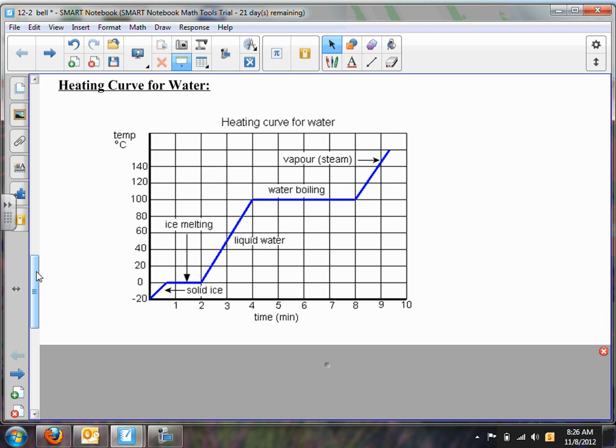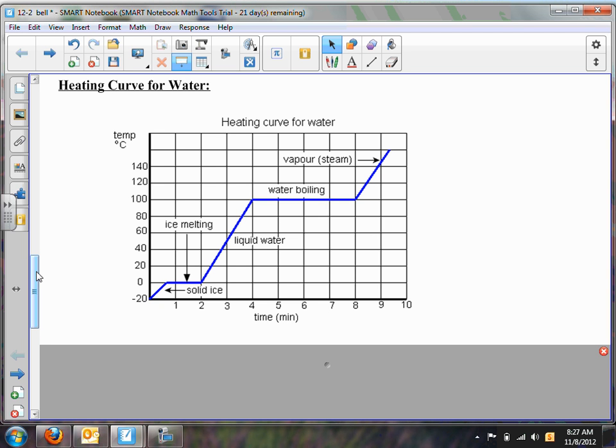Once it's all completely melted, then, as you continue adding heat, it looks like from 2 to 4 minutes, the temperature of the water will rise. In this example, once you get to 4 minutes, you now have water at 100 degrees. Well, if you continue adding heat to water at 100, then it will start to boil. As it's boiling, the temperature doesn't change. So notice, from 4 minutes to 8 minutes of continually adding heat, the temperature stays the same.